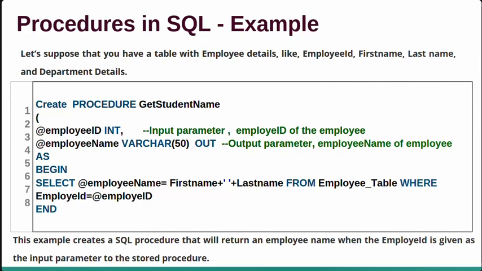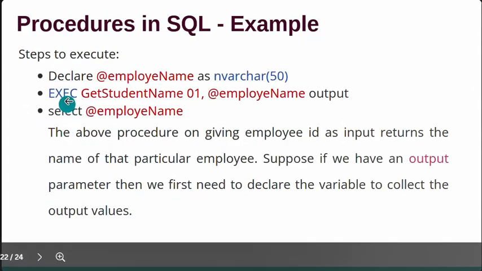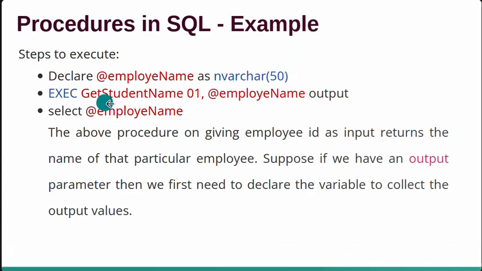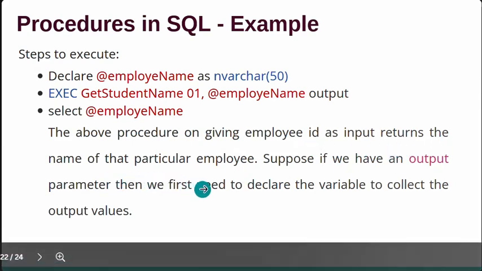Now we will look at the output of this procedure. Here we are declaring employee name as a varchar. EXECUTE get_student_name 01, @employee_name. SELECT @employee_name. The above procedure, on giving employee ID as the input, returns the name of that particular employee. Suppose we have an output parameter, then we first need to declare the variable to collect the output parameter.